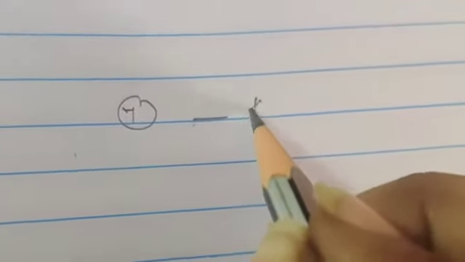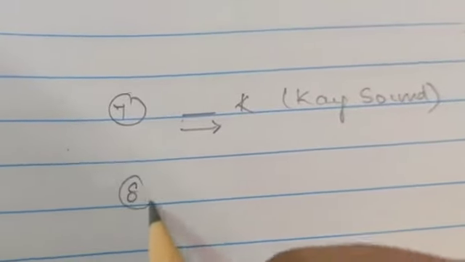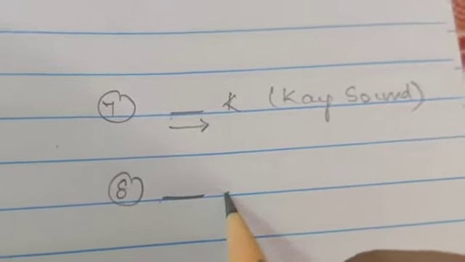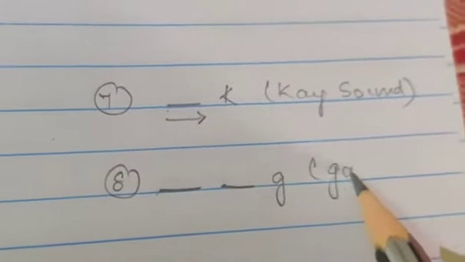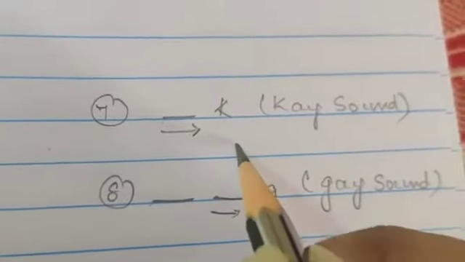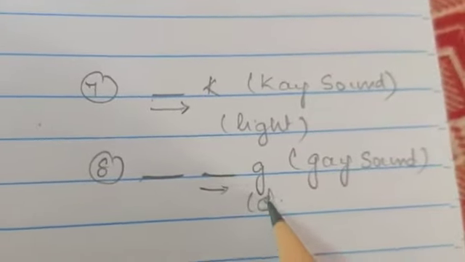The seventh stroke we are going to see is a horizontal stroke. It is a straight stroke. It is the K stroke. It is a light stroke. It is sounded as K. It should be written in this direction. And the eighth stroke is the G stroke. It is similar to the K stroke, but it is a dark stroke. It is sounded as G. Remember, K is a light stroke and G is a dark stroke.